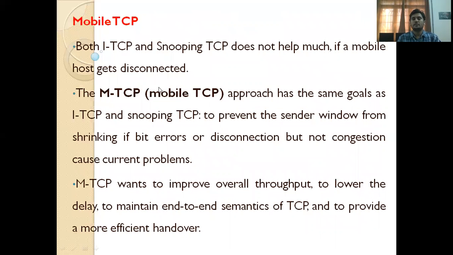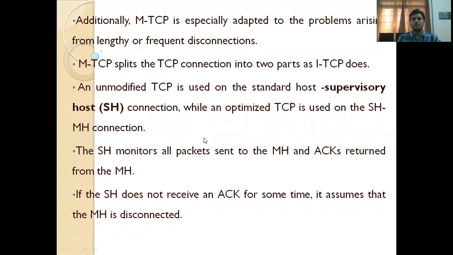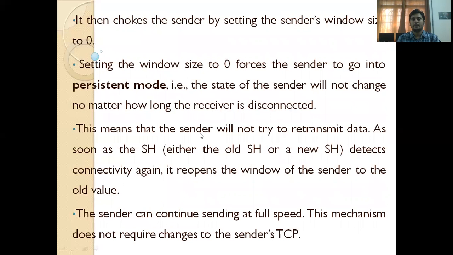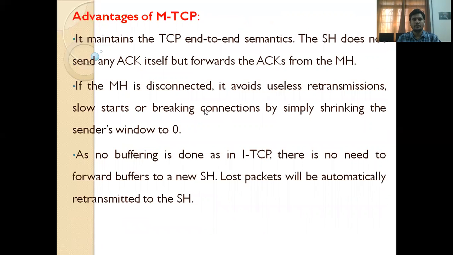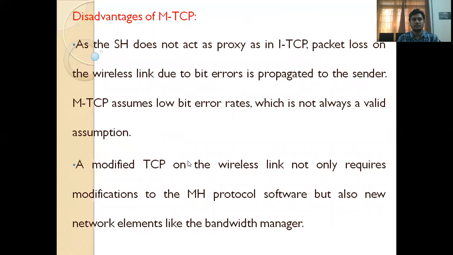Advantages and disadvantages of snooping TCP and mobile TCP. Mobile TCP has the same goals as ITCP and snooping TCP, and it prevents the sender window from choking if bit errors or disconnection, but not congestion, cause the current problems. That is what we discussed, and how it is helpful for wireless communication. The advantages and disadvantages of mobile TCP were all covered in the last session.